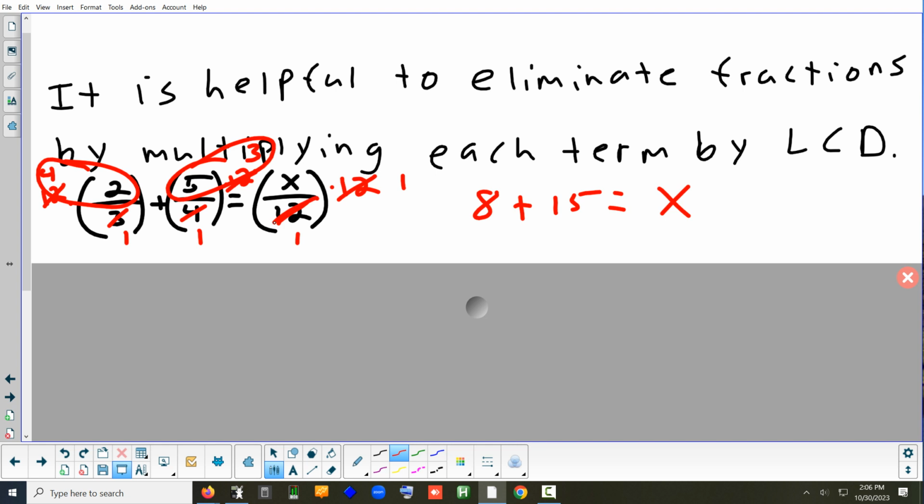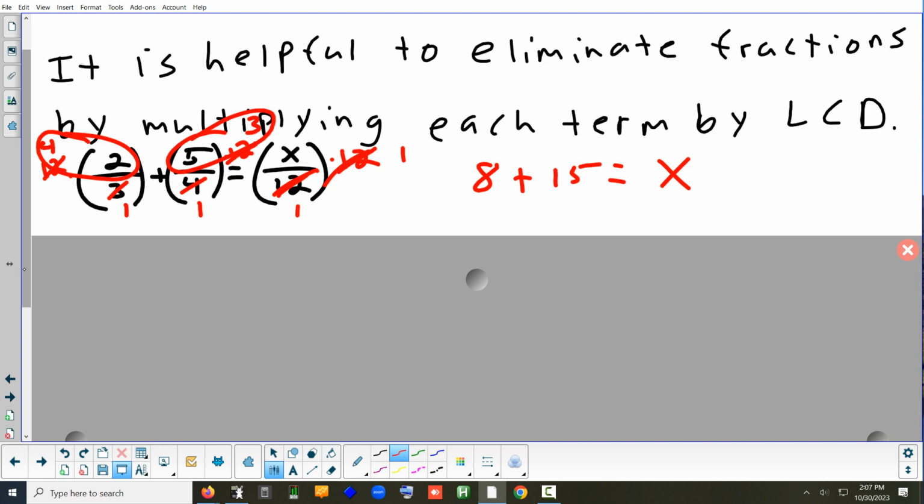And then on this side, there's nothing left. It's just 1 times x over 1, which is just 1x divided by 1, which is x. Okay, I understood. Thank you. So that's the goal: try to get rid of the fractions, and the problem becomes a lot easier.